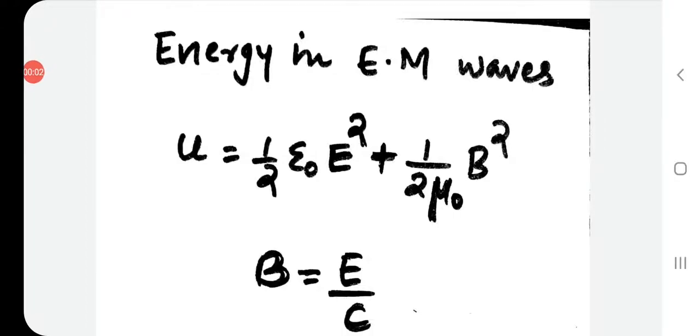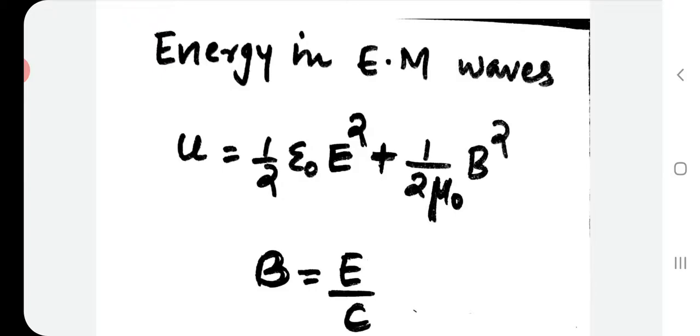We discuss energy in electromagnetic waves, or energy stored per unit volume in electromagnetic waves. Here, we know an electromagnetic wave has associated electric and magnetic fields, and we have learned that the energy stored per unit volume in the electric field is given by half epsilon 0 E square, and the energy stored per unit volume in the magnetic field is 1 by 2 mu 0 B square.